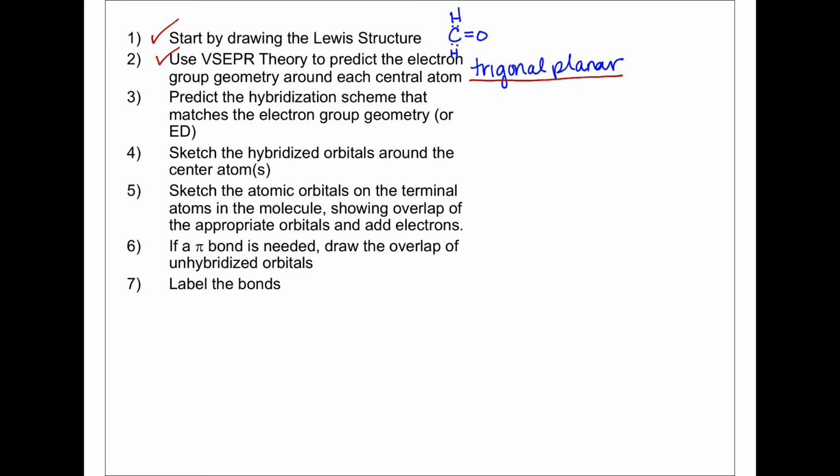The next one is predict the hybridization scheme that matches that electron group geometry. Anything that is trigonal planar has 3 electron groups, or 3 electron domains, and 3 electron domains is going to be sp2 hybridization. If you haven't seen the chart, the way that it goes is like this: the number of electron groups and hybridization.